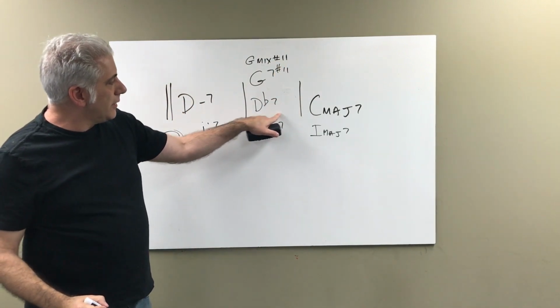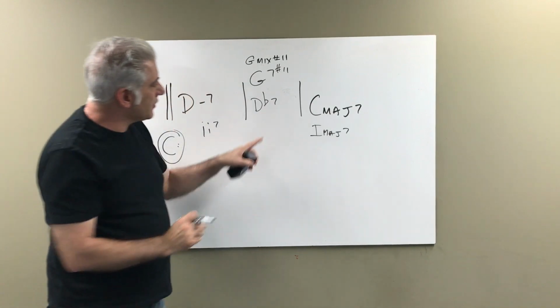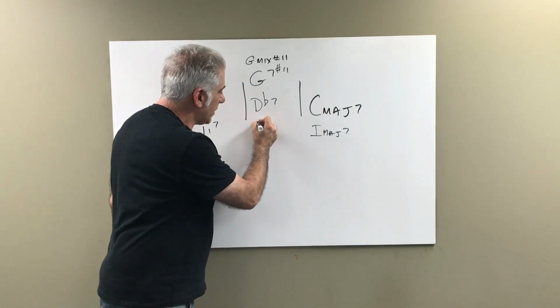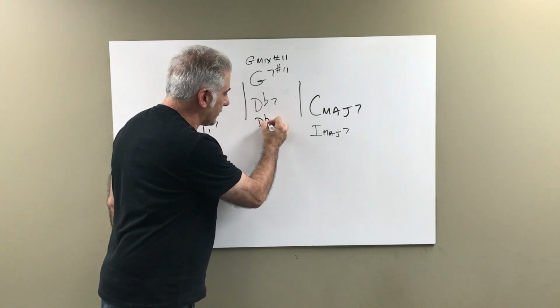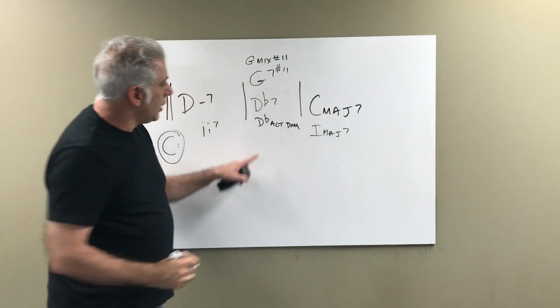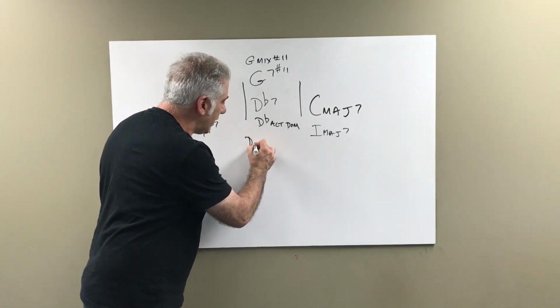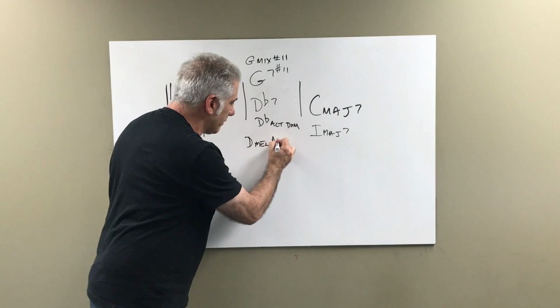That comes from the same scale as this D flat 7, okay? This D flat 7 comes from D melodic minor, so it's D flat altered dominant or superlocrian, okay? The notes in the scale are the same. They're both from D melodic minor.